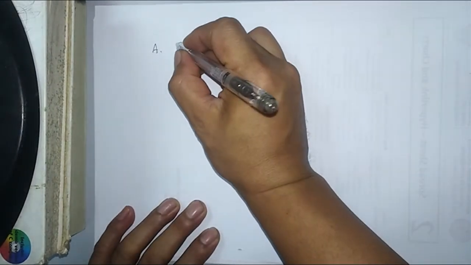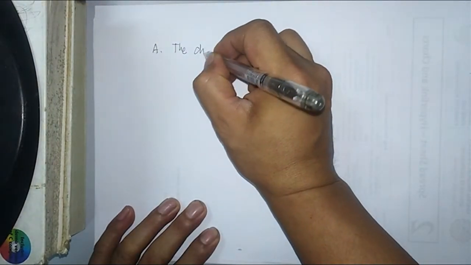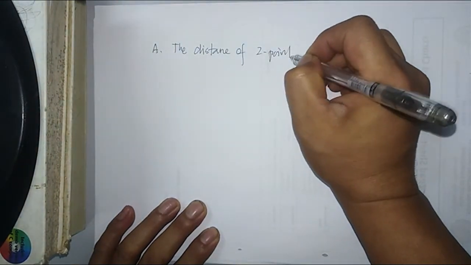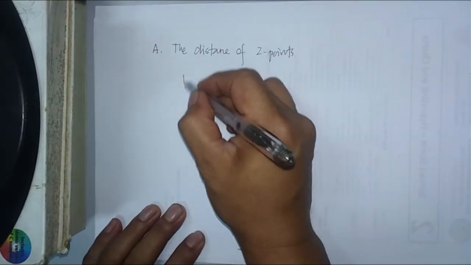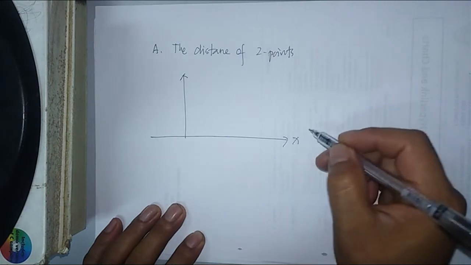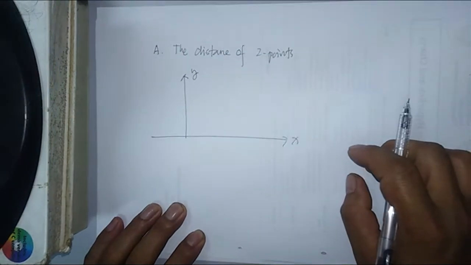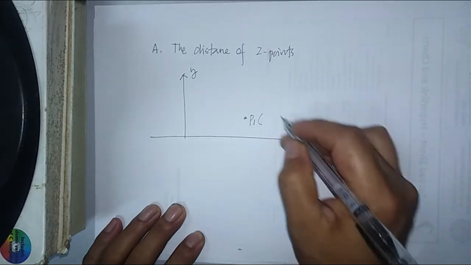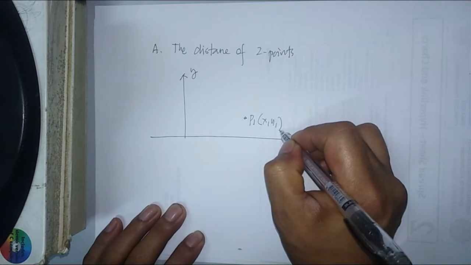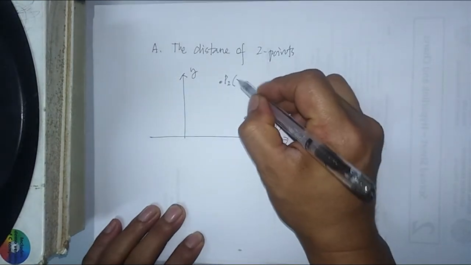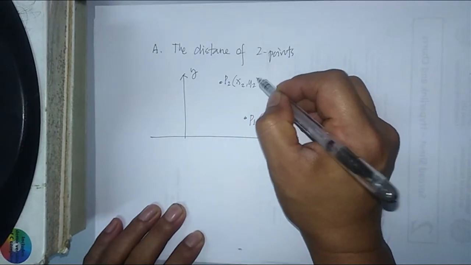Now, in your pre-calculus subject, you have discussed the distance of 2 points. If you can still recall, this is your Cartesian plane, labeled by the x-axis and the y-axis. Your point P1 here is labeled as x1 and y1. Another point, let's say P2, we will label as x2 and y2.